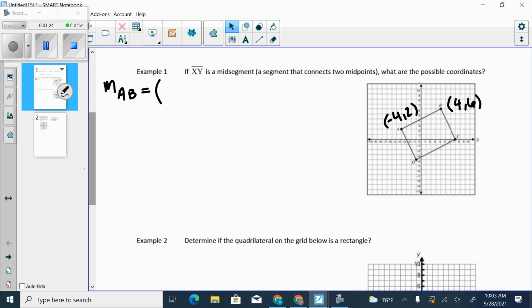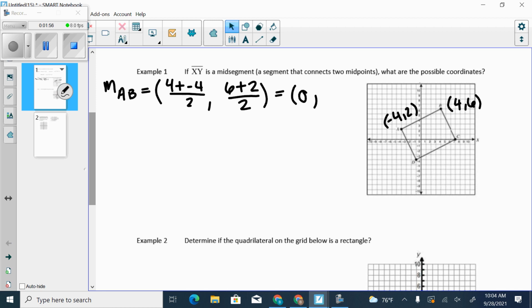What's our x2? 4. Plus, what's our x1? Good. Over 2. And then same for y. What's our y2? Plus, what's y1? Good. Over 2. And then we just need to simplify. So what is 4 plus negative 4? 0. And what's 0 divided by 2?